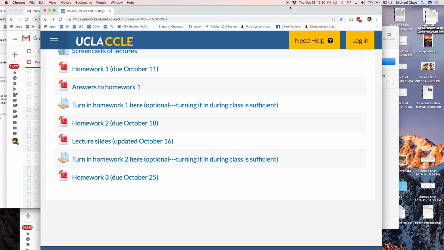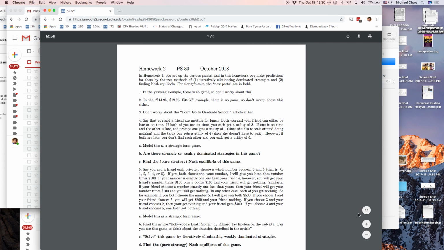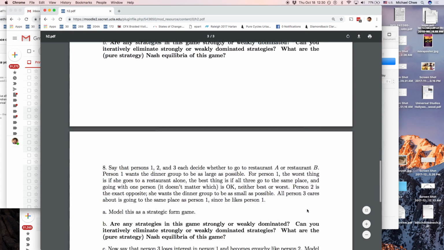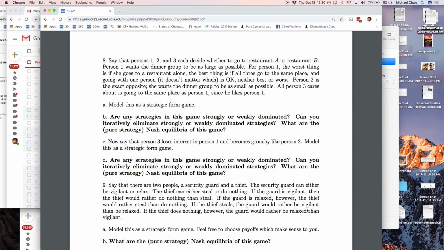Okay. All right. Somebody asked about, let's see. You asked, was it the one with the 3 people? Right. Okay, this is question 8 about restaurant A, restaurant B. So there's 3 people, right? Each one is choosing between A and B. Okay, then what is it? One is the most social person, right? One wants to be social, yes?